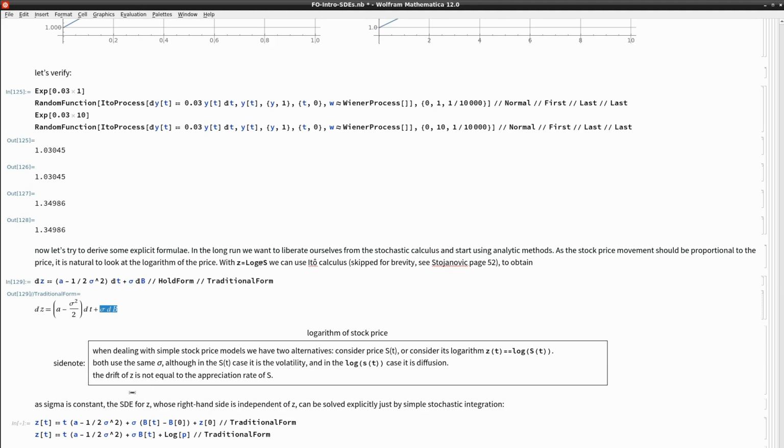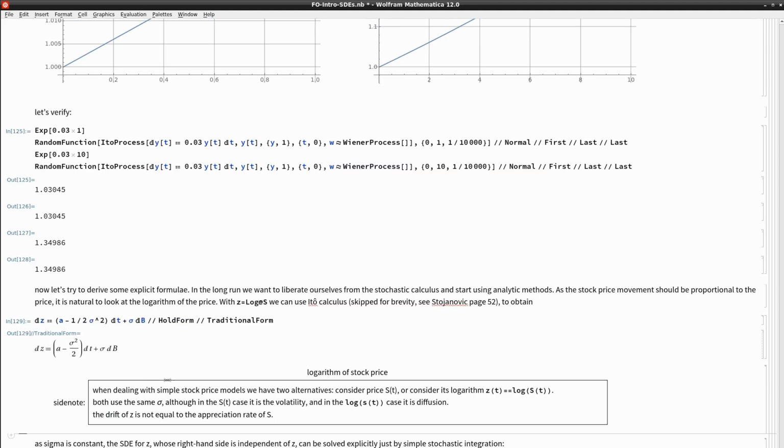Okay, and before we continue, I want to make a side note about the logarithmic stock price. When dealing with simple stock price models, we generally have two alternatives. We consider the price as of t or consider its logarithm. Both use the same sigma, as you can see, but they have different interpretations. In the S of t case, it's the volatility, and in the case of the logarithm of S of t, it's called the diffusion. And the drift of Z is not equal to the appreciation rate of S.